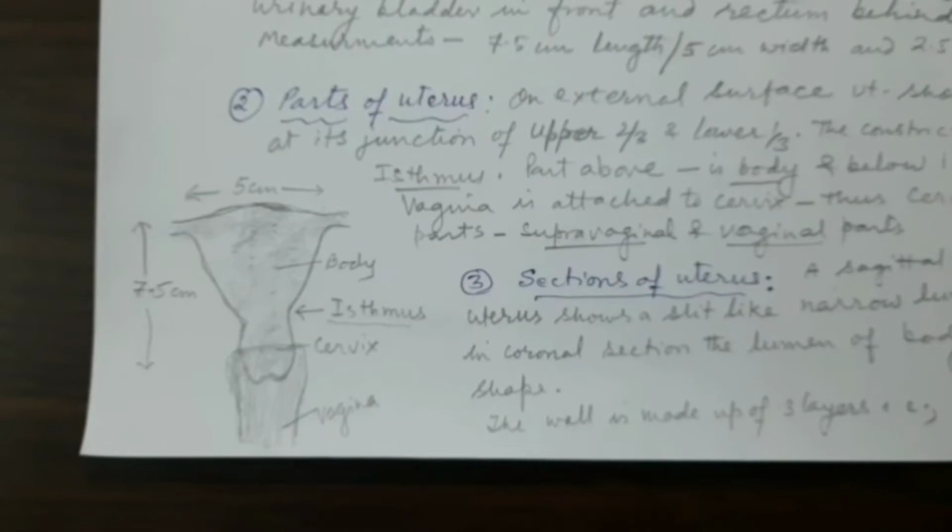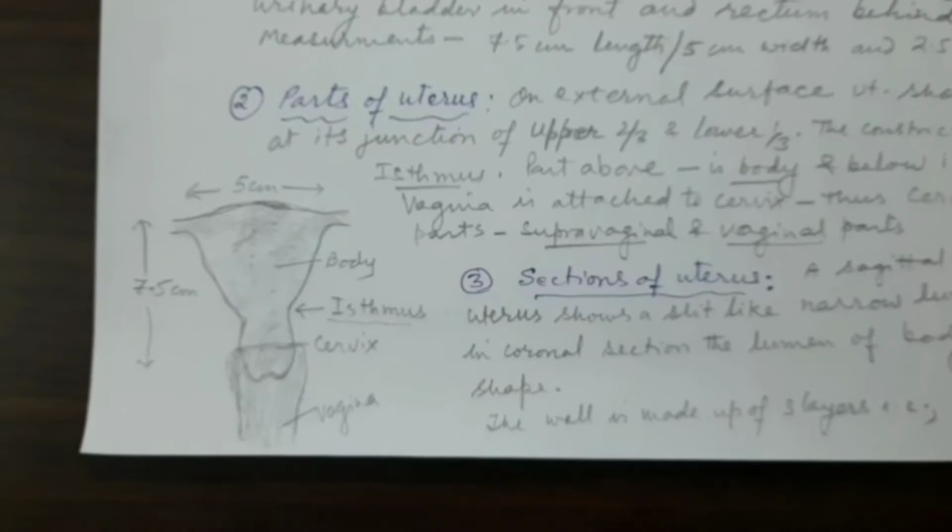A sagittal section through the uterus will show a slit-like narrow lumen. That means the anterior and posterior wall of this uterus will be very close to each other, almost touching each other. So there is a very narrow, slit-like cavity in the sagittal section, okay? But in the coronal section you will see a broad cavity which is triangular in shape. Between the anterior and posterior wall, a triangular cavity is seen.